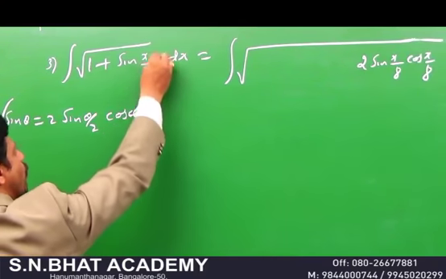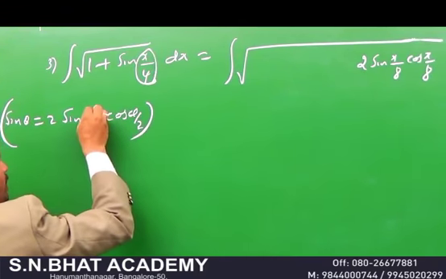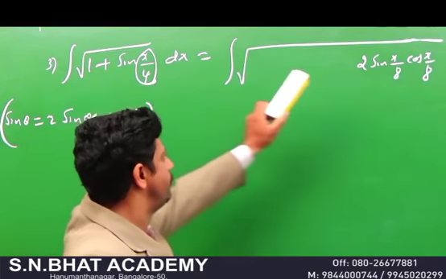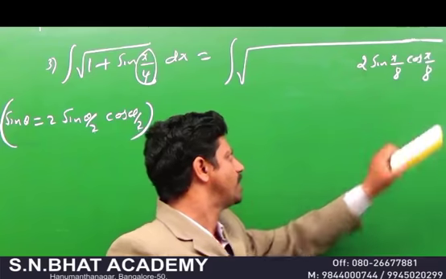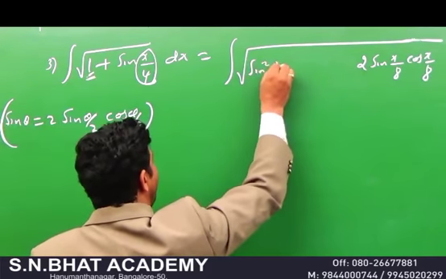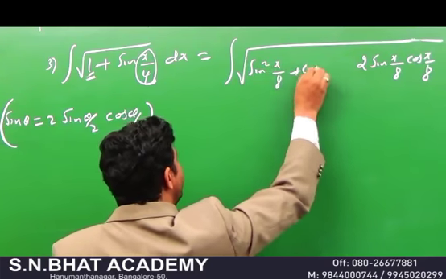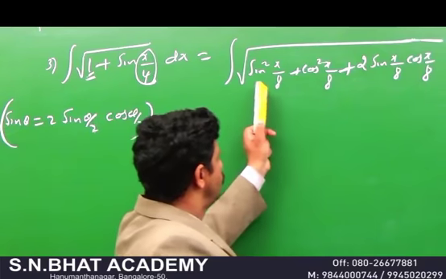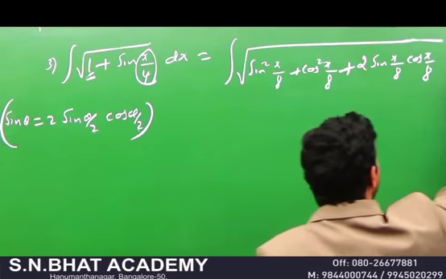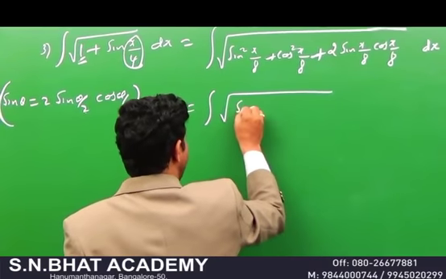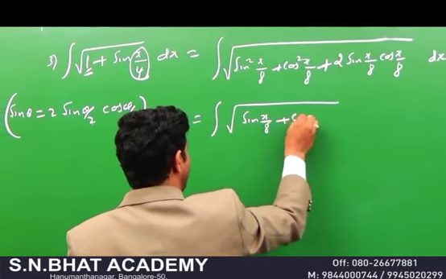Here theta is x by 4. Substitute x by 4 here, you get x by 8. Here also you get x by 8. Therefore sin x by 4 can be written as 2 sin x by 8 into cos x by 8. Now replace this 1 by sin square x by 8 plus cos square x by 8. Now this is a square plus b square plus 2ab, which is a plus b whole square. So it is sin x by 8 plus cos x by 8 whole square.